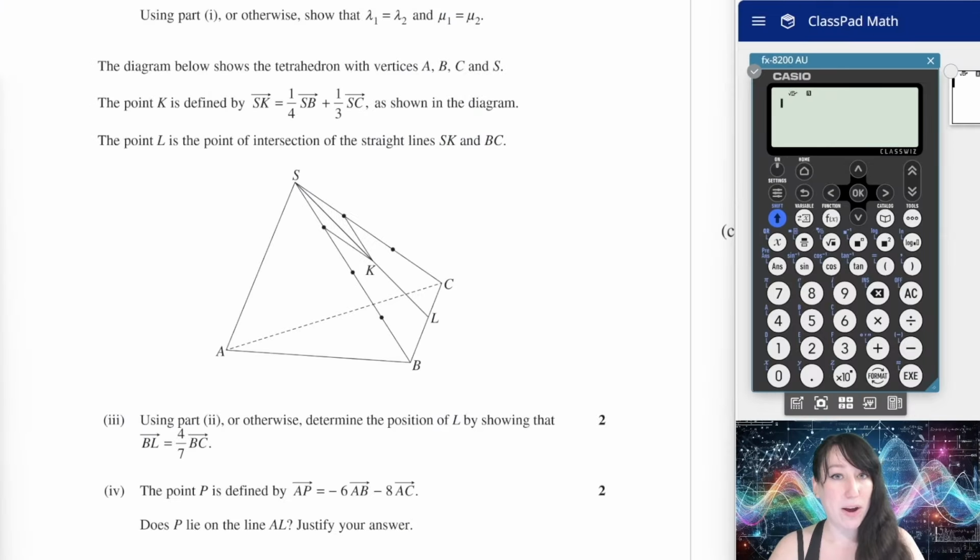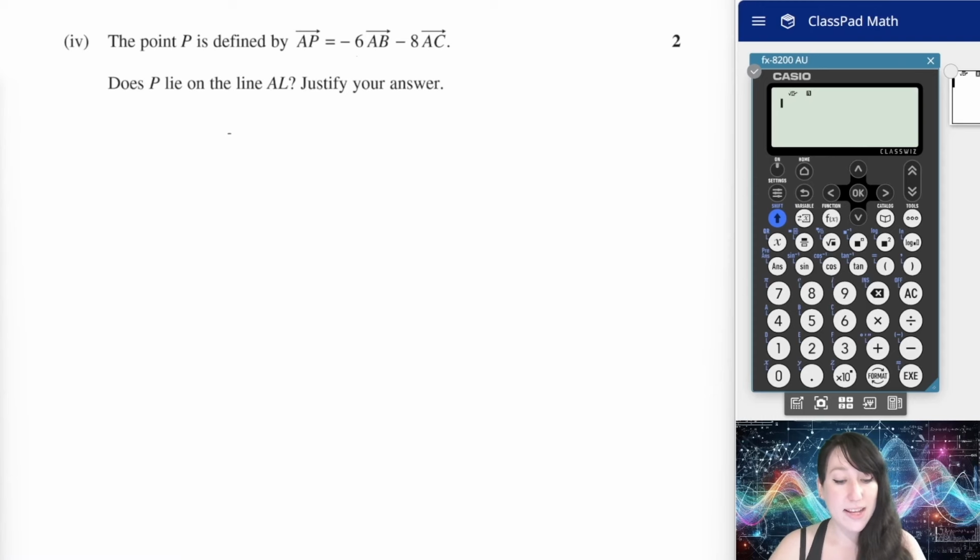Question 14a, part 4. The point P is defined as vector AP equals -6 vector AB minus 8 vector AC. Does P lie on the line AL? Justify your answer. Alright, let's see if we can put this onto the diagram to help us out.